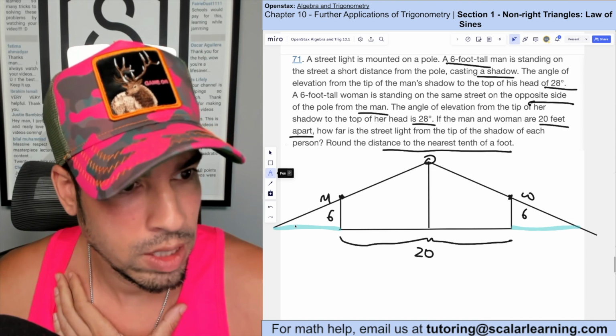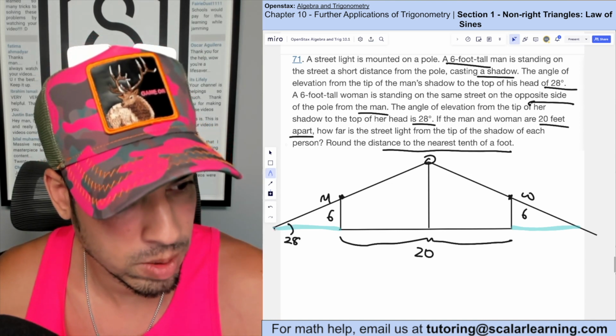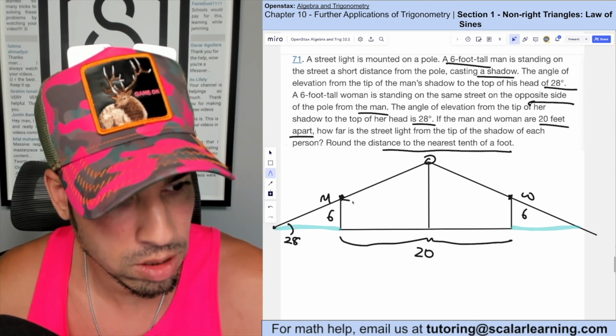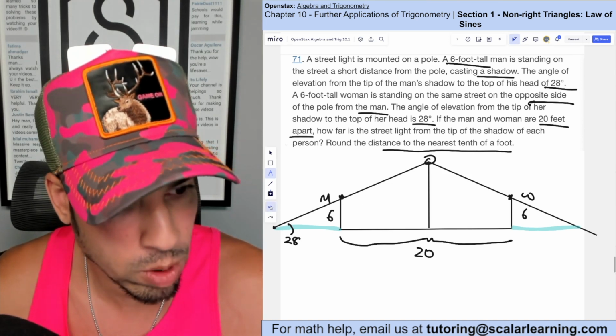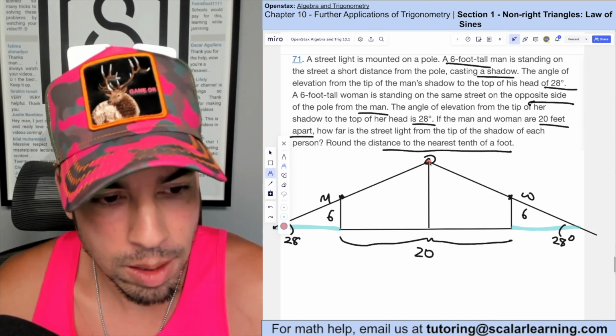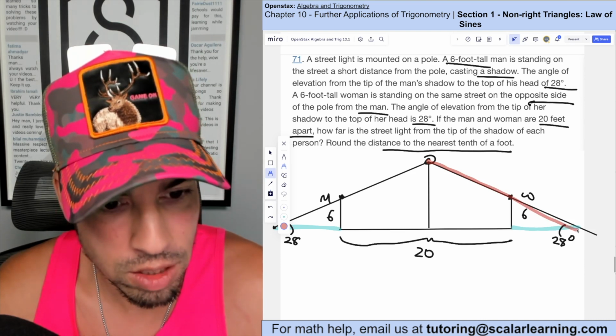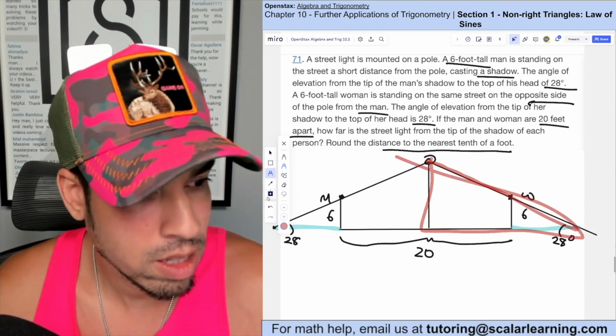Now for both of these, it says the angle of elevation is 28 degrees. So this angle here, it says from the tip of the shadow up to the top of the head. It's also the same if we drew an imaginary line here. That would be 28 as well. So now what we're trying to find is the distance from the street light, and I'm assuming the bulb, all the way down to the tip of the shadow. So we're trying to find this value, which for this triangle, is the hypotenuse.